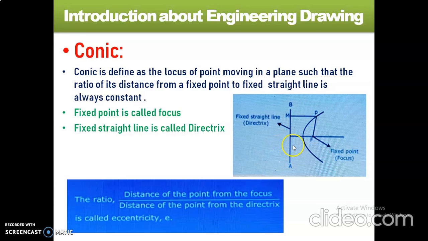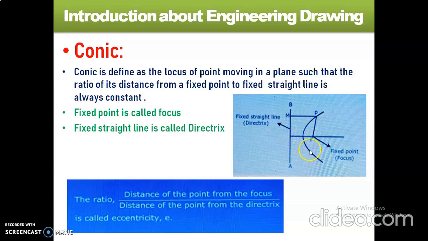So that is, once again, listen: the ratio of the distance of the point from the focus point to the distance of the point from the directrix, this is a directrix, is called eccentricity. Eccentricity is denoted by small e, and this is about conics. A conic is nothing but a curve.